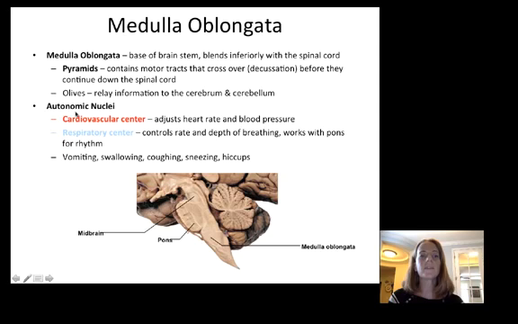And then there are very important organ or autonomic controlling nuclei or regions within the medulla. You will hear about the cardiovascular center, which adjusts heart rate and blood pressure, and you'll hear about the respiratory center, which controls the rate and the depth of breathing and works with the pons together for rhythm. There are other regions of the medulla that have other important reflexes, for example, the vomiting reflex, the swallowing reflex, coughing, sneezing, hiccups. All of those reflexes are controlled by different regions within the medulla.